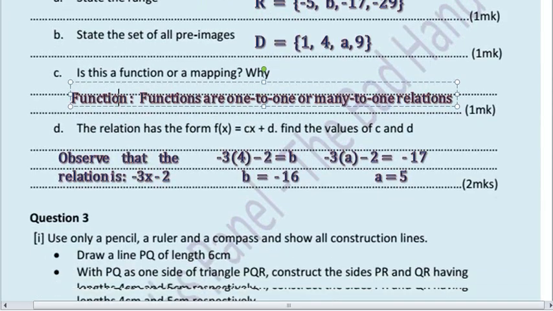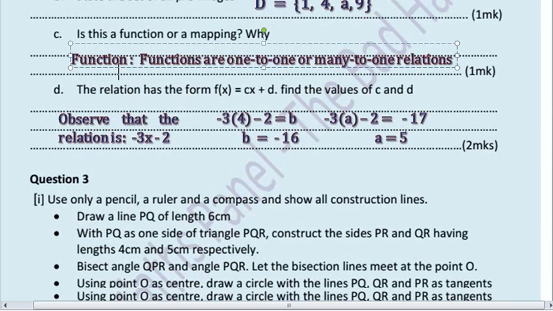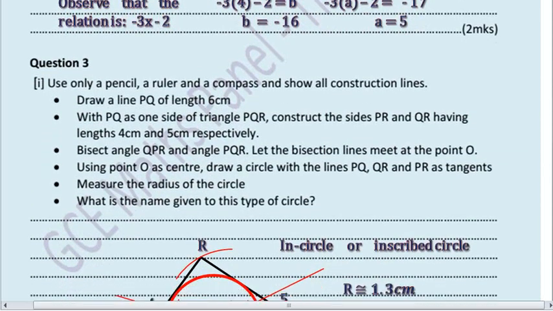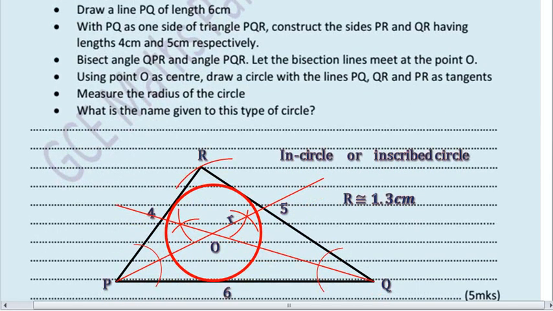And in question 3, we have: using only a pencil, a ruler, and a compass, show all construction lines. Draw a line PQ of length 6 centimeters. So you start by drawing PQ of length 6 centimeters. This one you use just a ruler and your pencil. You measure 6 centimeters and draw.